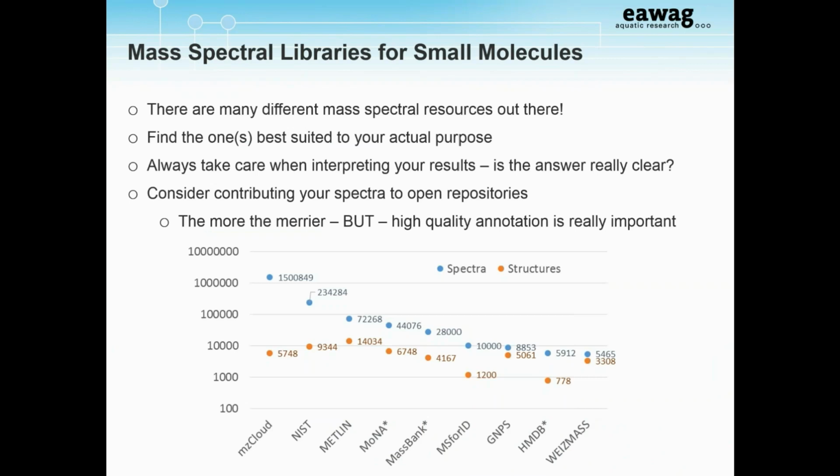What we've seen in this year's CASMI contest is that the amount of training data out there has really improved the different methods, and the more that is out there, the more we're going to improve all of the other software solutions for metabolomics as well. So the more the merrier, but high quality annotation is really important. So don't just dump your spectra. If you can annotate these in a really high quality way, it's really worth the time investment, because this really helps us down the line.